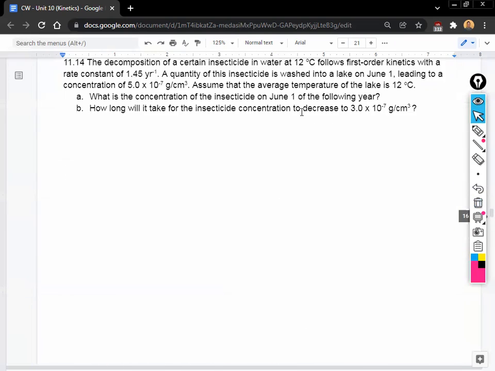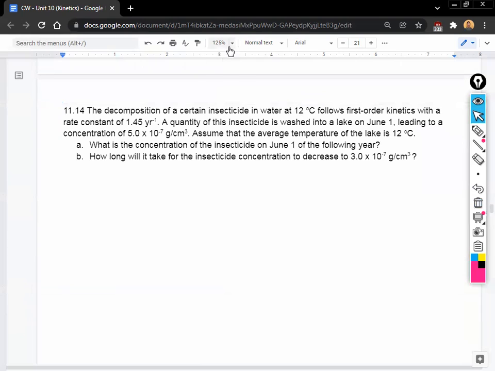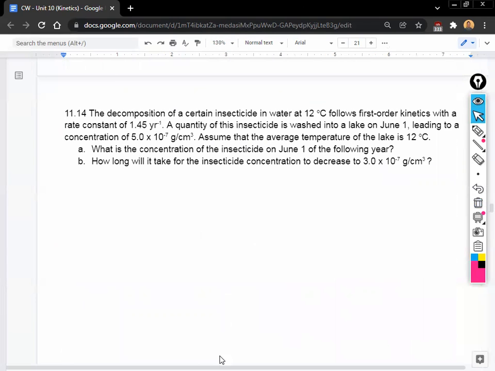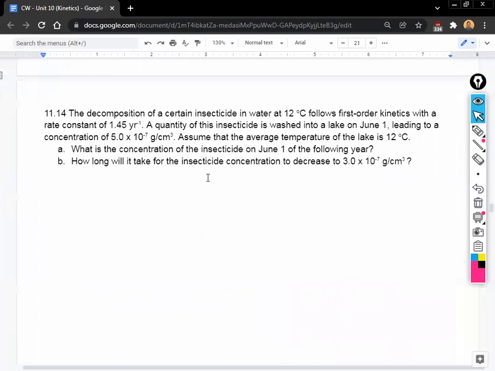Okay, we're going to do 11.14. Let's see if you guys are able to try to answer this question using the information on the chart. We're going to be looking at the decomposition of a certain insecticide in water at 12 degrees Celsius. It follows first order kinetics. So that should already tell you which part of that table you'll be using. It's going to be first order kinetics.